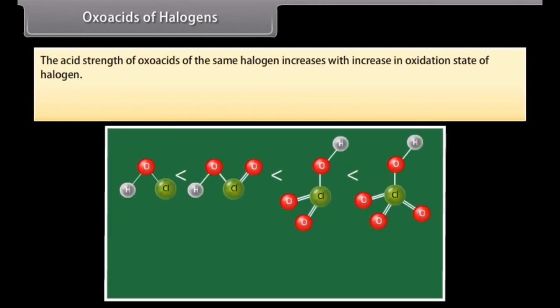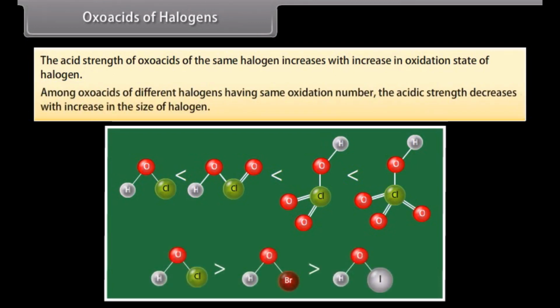The acid strength of oxoacids of the same halogen increases with increase in oxidation state of halogen. For example, the acid strength of different oxoacids of chlorine is in the order. Among oxoacids of different halogens having same oxidation number, the acidic strength decreases with increase in the size of halogen.